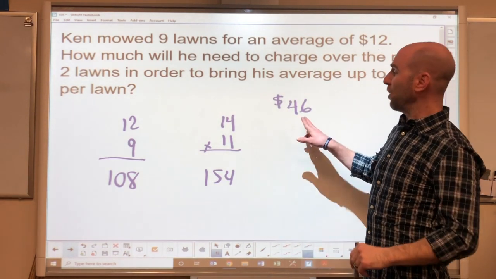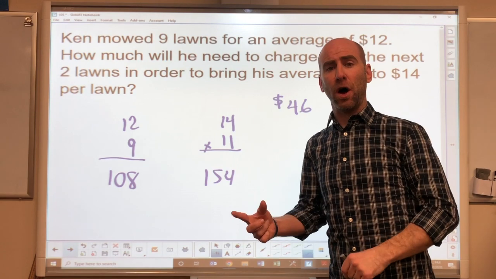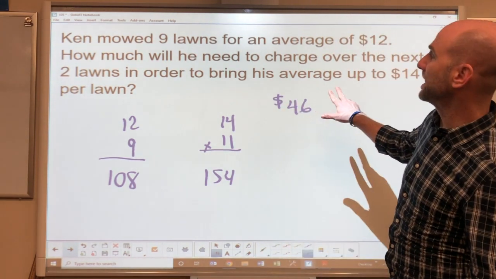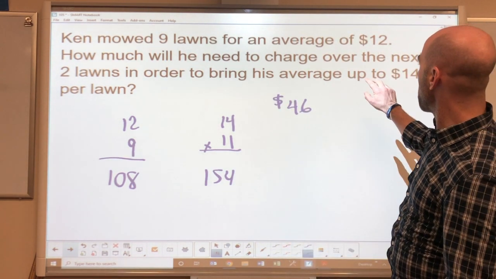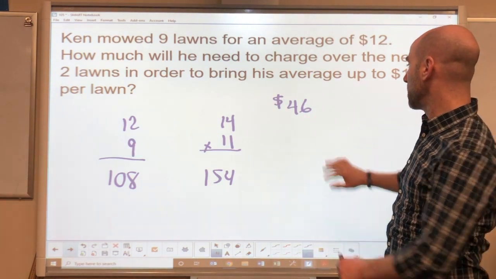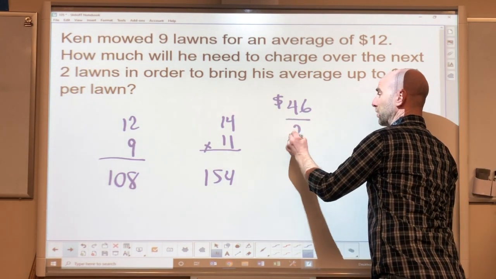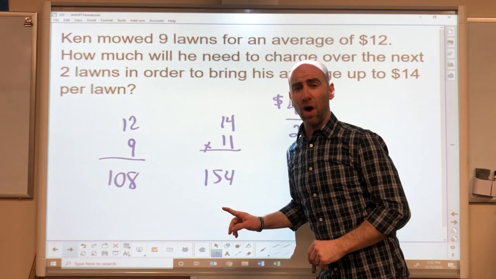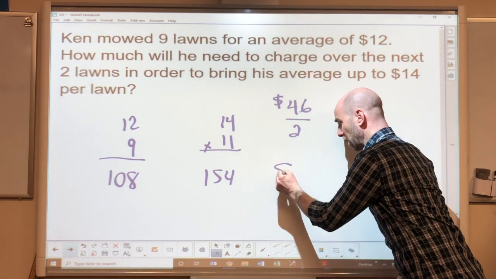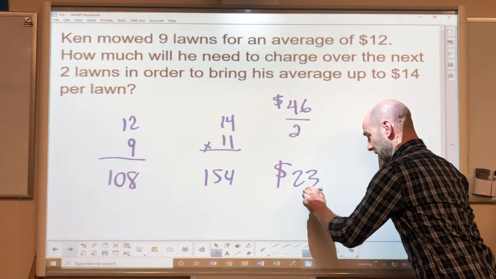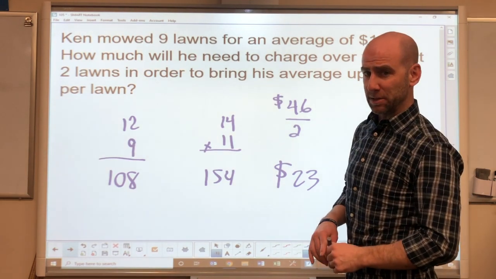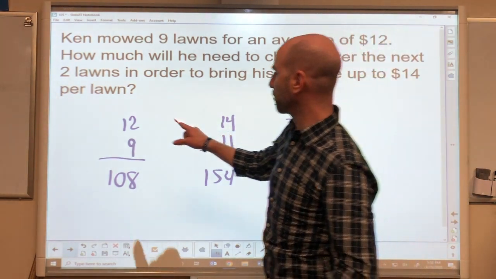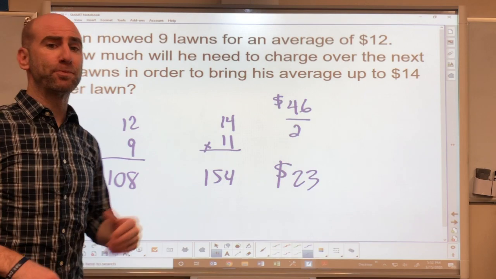However, that's over the course of mowing 2 lawns. The question is, what does he need to charge per lawn? So divide that by 2. So his final 2 lawns, he's going to have to make $23 for each lawn to bring his average up from $12 to $14 per lawn.